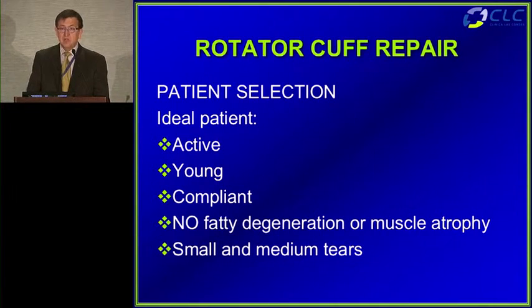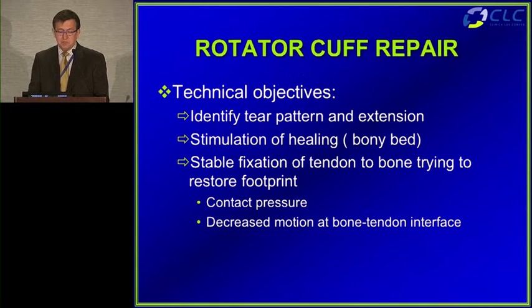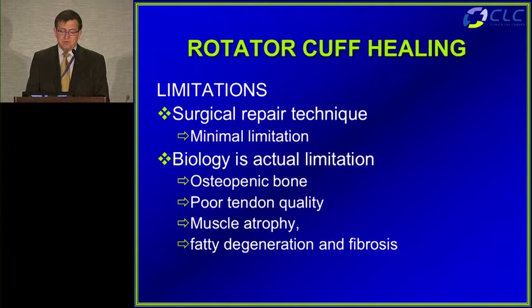strength. And for rotator cuff repair, patient selection is very important, and the ideal patient for the repair is an active, young, compliant patient, with no fatty degeneration or muscle atrophy, and with small and medium tears. Our technical objectives are to identify the tear pattern and extension, stimulate the healing, and get a stable fixation of the tendon to bone, trying to restore the footprint with a good contact pressure and with decreased motion in the bone-tendon interface. Which are the limitations?